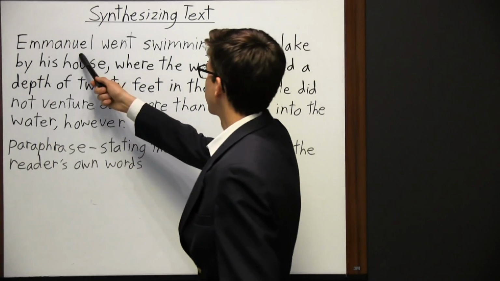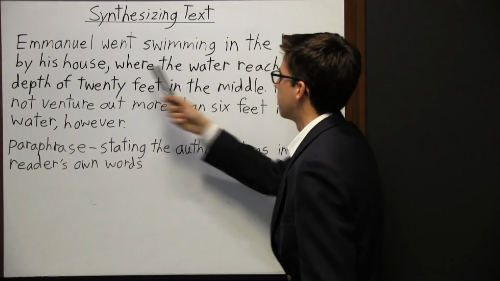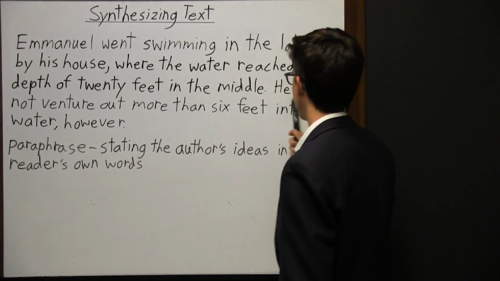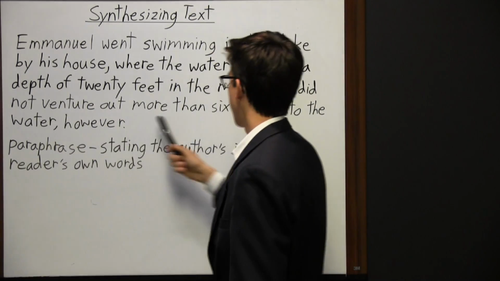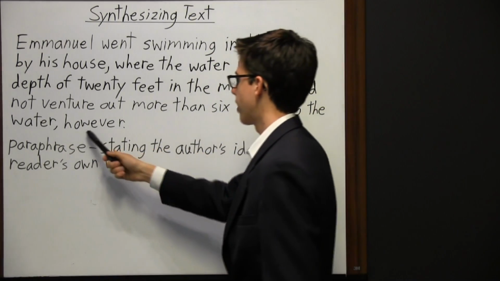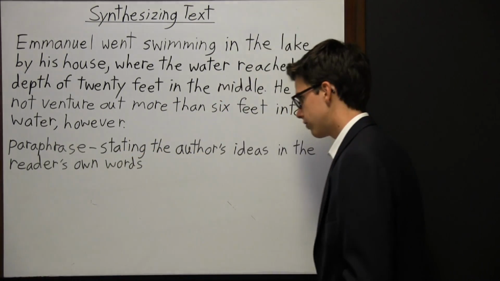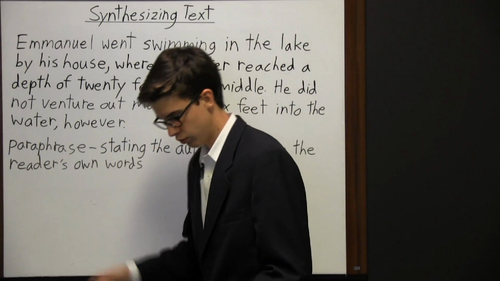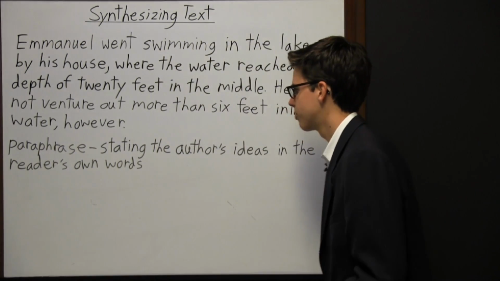So Emmanuel went swimming in the lake by his house, where the water reached a depth of 20 feet in the middle. He did not venture out more than 6 feet into the water, however. So now we want to paraphrase this, which means stating the author's ideas in the reader's own words.